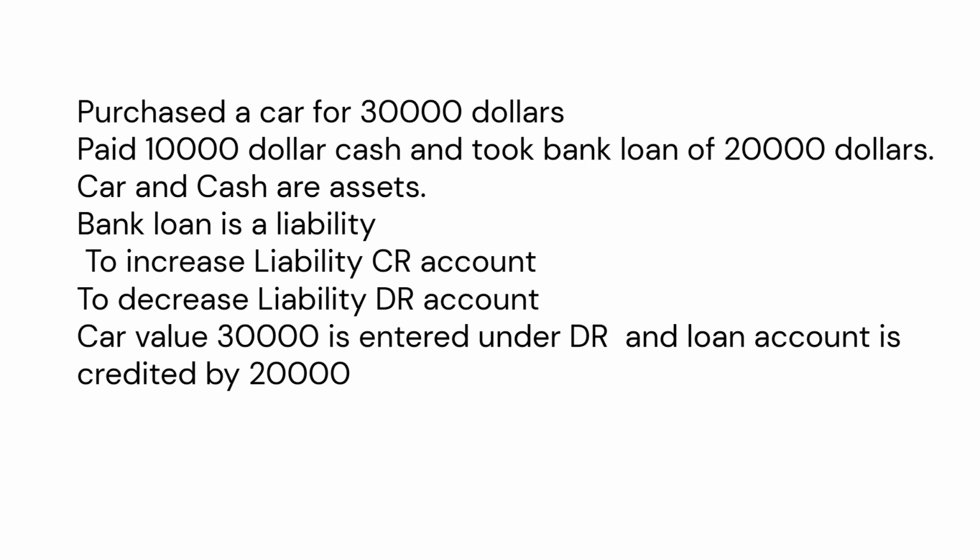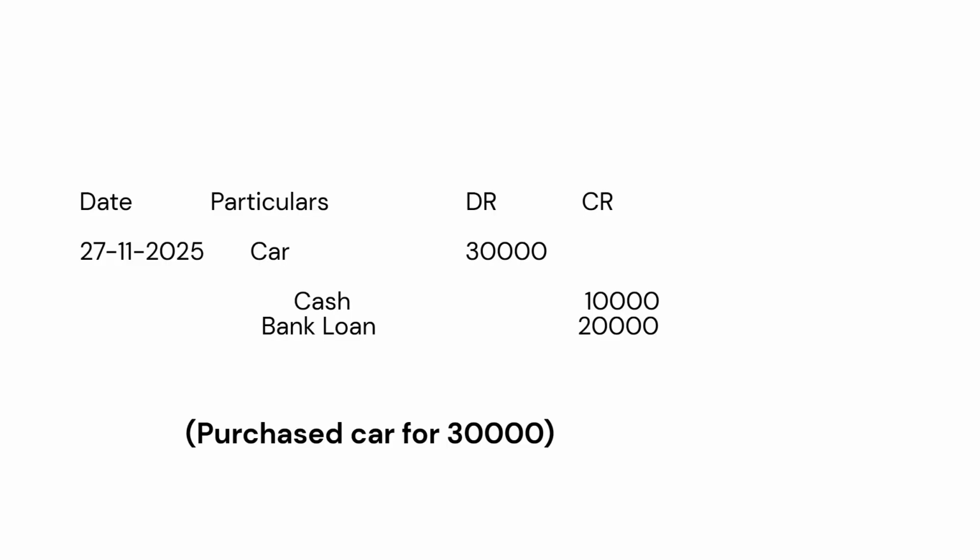In this case, the bank loan is a liability. So let's see our equation. To increase a liability, credit the account. To decrease a liability, debit the account. In this case, the bank loan is an increase in liability, so we are going to credit that account by 20,000. So the entry is like this.